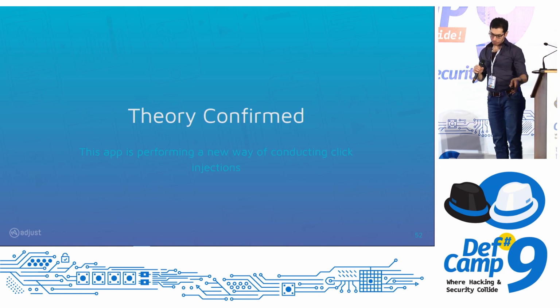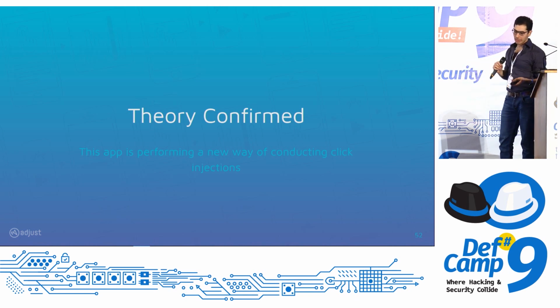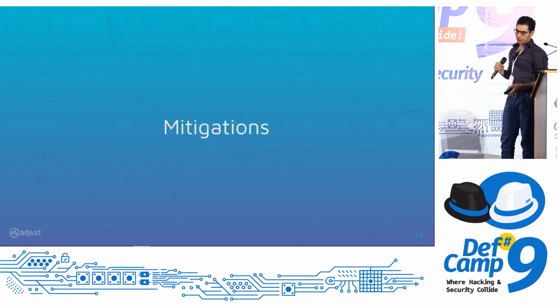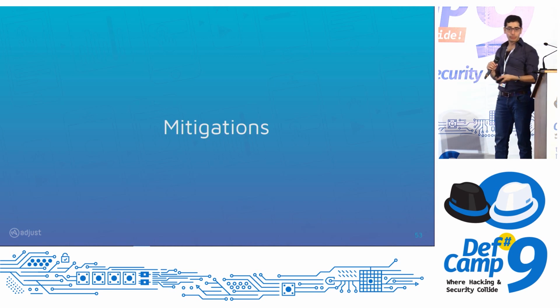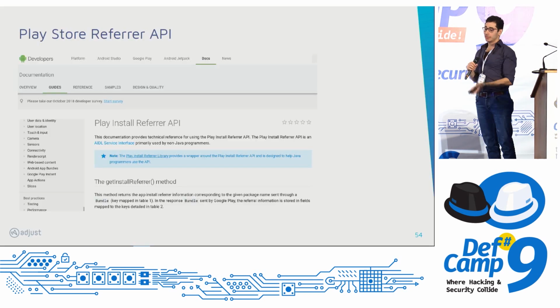Theory confirmed. The app is conducting a new way of click injections, and the mitigations. The mitigation is actually quite simple. It's more or less the same mitigation as the V1 of click injection, which is having the timestamp.